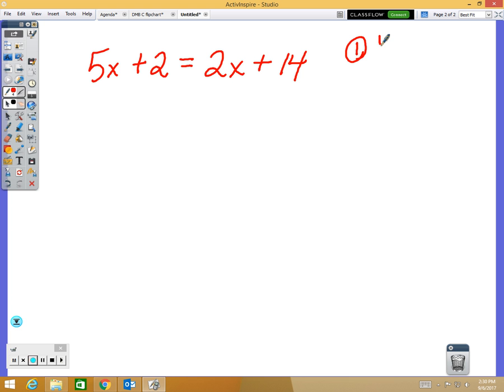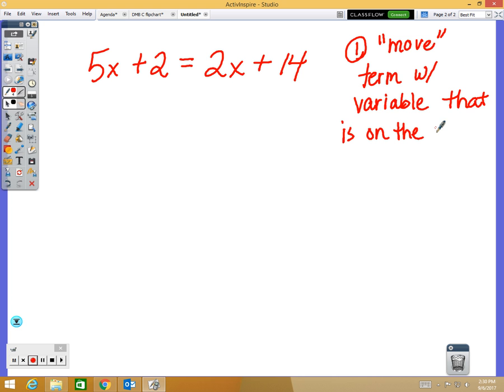Move term with variable that is on the right.